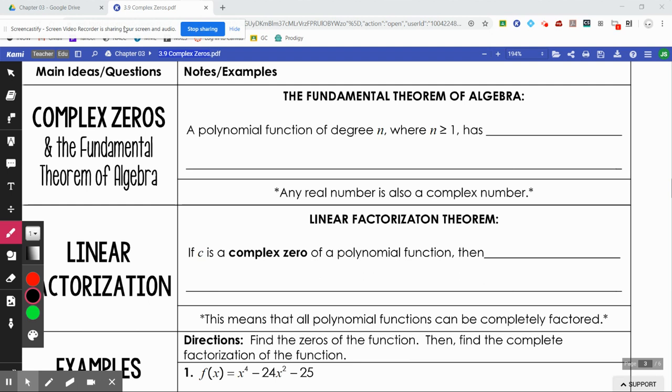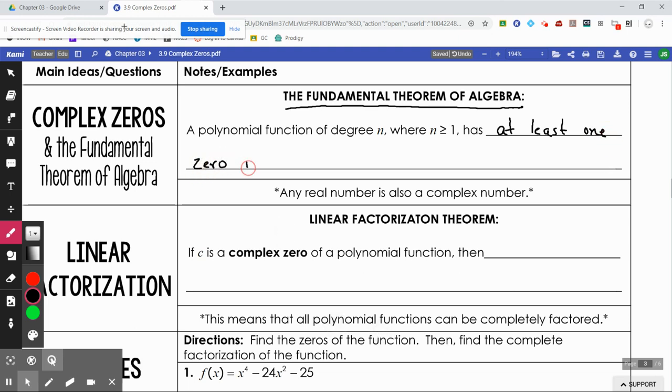So first off, the Fundamental Theorem of Algebra says this: a polynomial function of degree n, where n is greater than or equal to 0, has at least one zero in the complex number system. Now, we don't stress this enough.